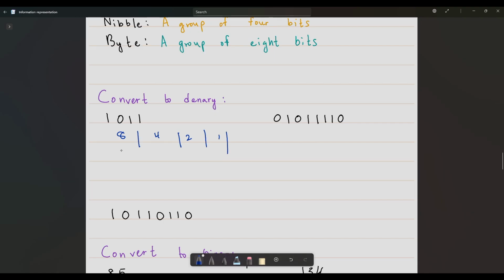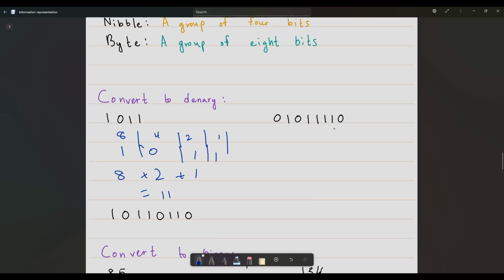So we can write 1, 0, 1, 1, right? That's 8 into 1, which is 8, plus 2 into 1, plus 1 into 1, so that is 11. So 1, 0, 1, 1 in binary, which is a nibble, is known as a nibble because there are 4 bits used to represent this number, and that's 11 if we convert it to denary.